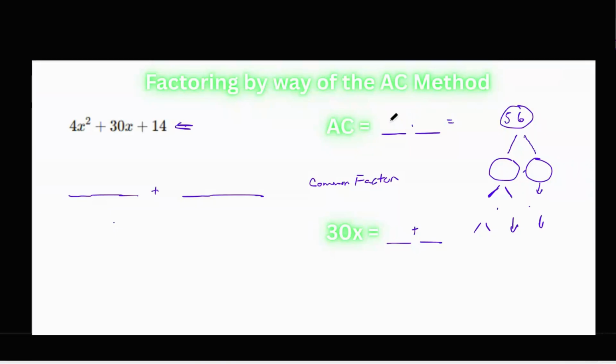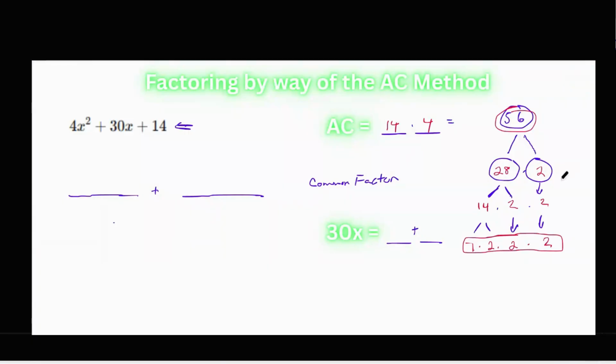For the AC method, we have 14 times 4. That's going to give me 56. And then if I factor 56, I could use 28 times 2. That's going to give me 14 times 2 times 2, which leaves us with this. And this is the lowest. These are your factors, your lowest factors.